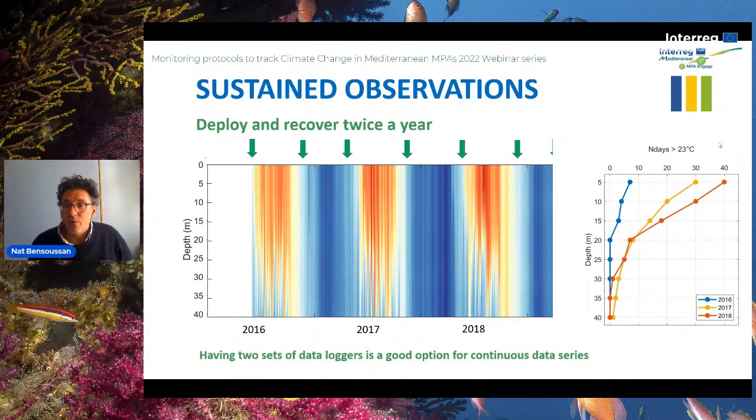Different descriptors are calculated. For instance, the number of days above 26 degrees, which is a quantification of some heat stress, as shown here. Two words about the important step here into acquiring this multi-year time series is to avoid interruption. So for this, and also to simplify the field operations, it's always a good option to have two sets of data loggers, meaning at the same time you retrieve one, you place a new one.